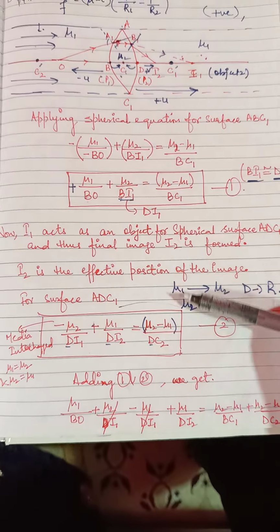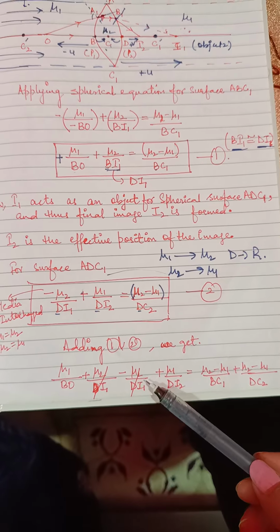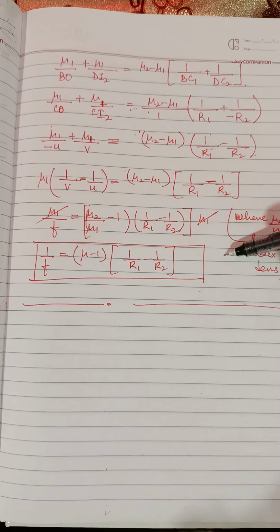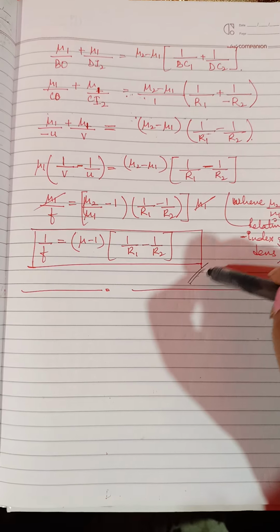Next we will add both equations. We will cancel some terms and on further solving this equation, we will definitely get the Lensmaker's formula.